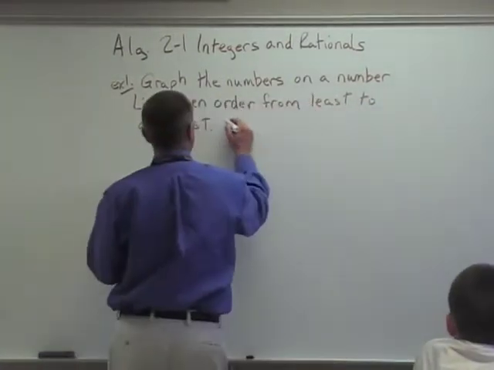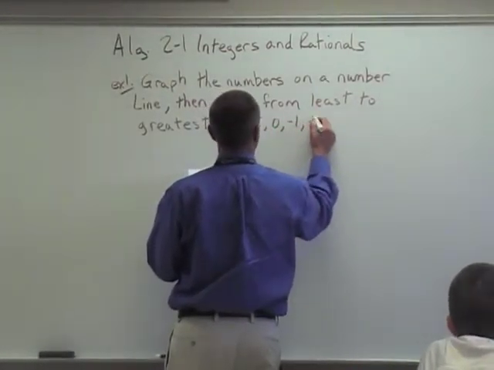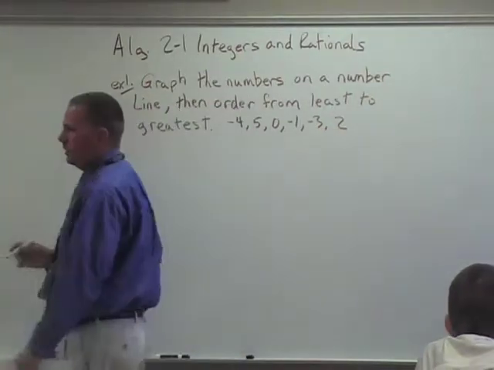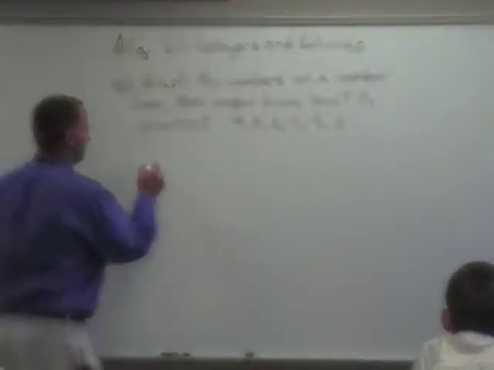All right, here are the numbers: -4, +5, 0, -1, -3, and +2. Can you graph that on a number line? Do you know what that means to do that? Yes or no? Yes. Okay.